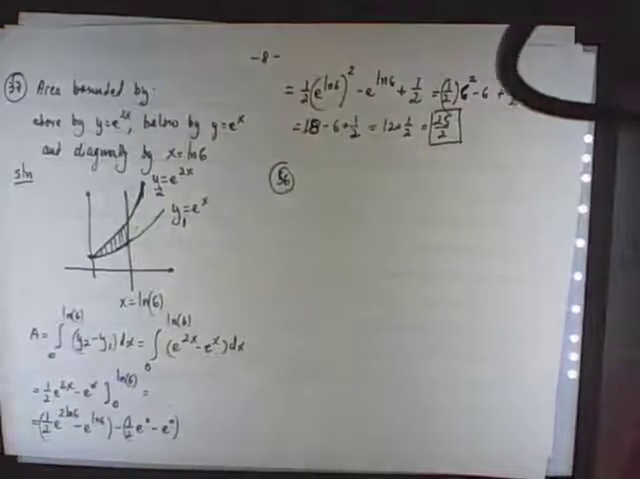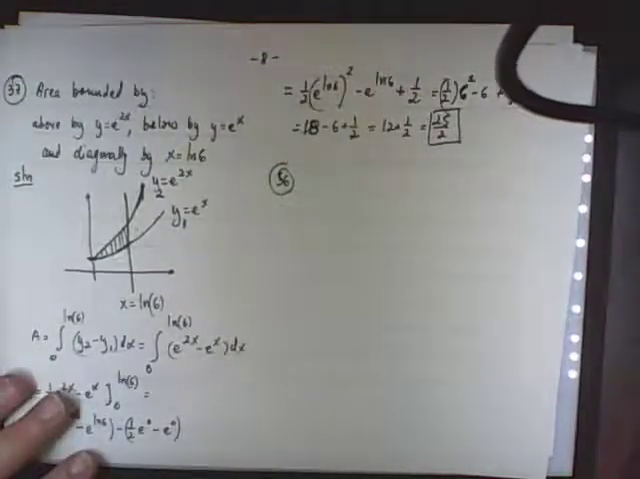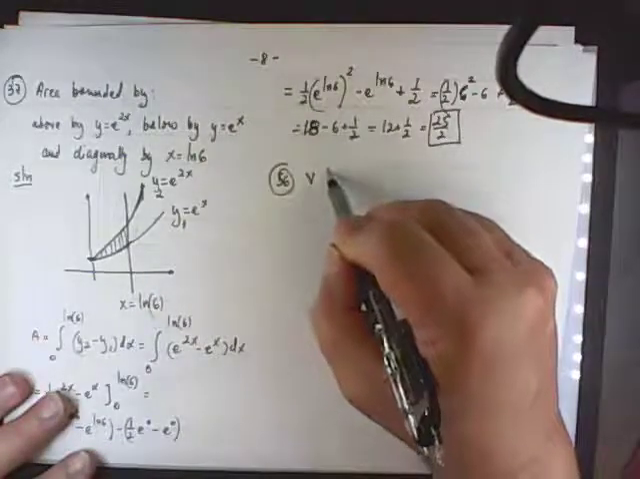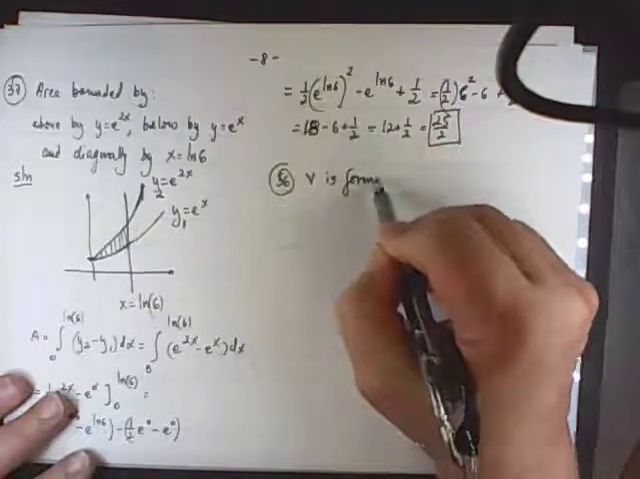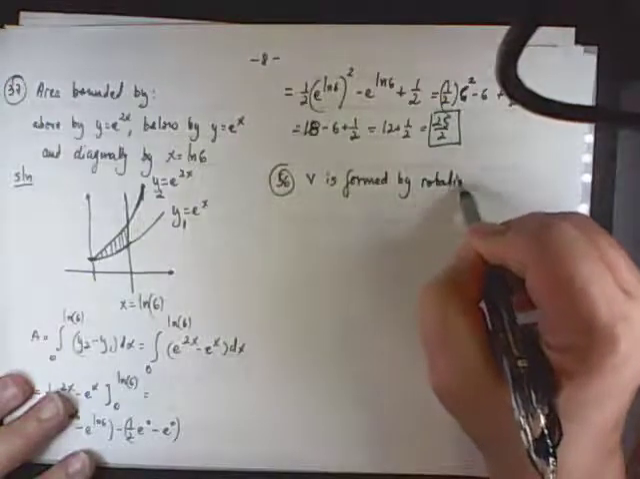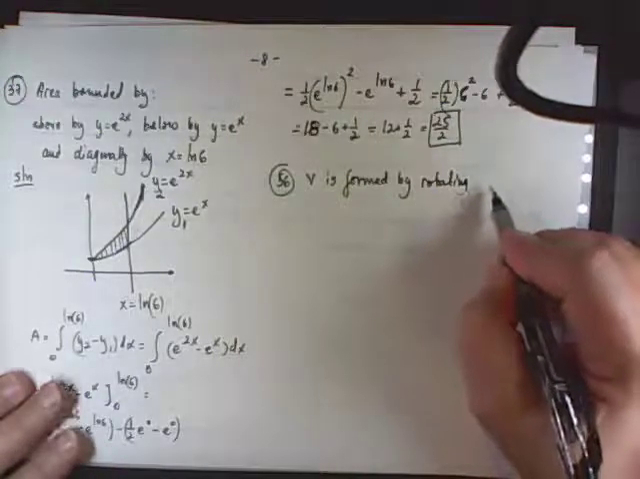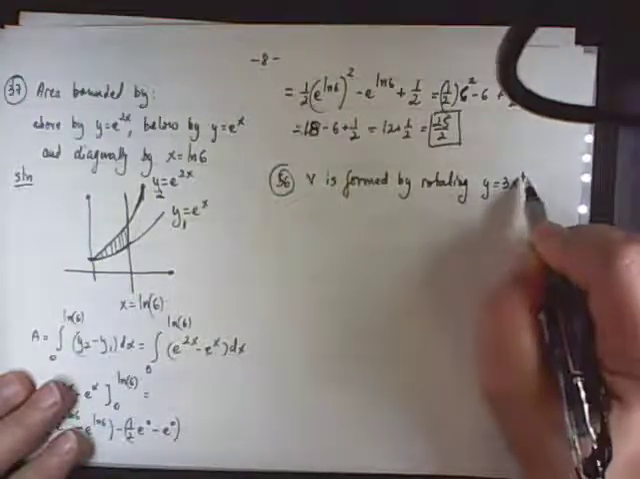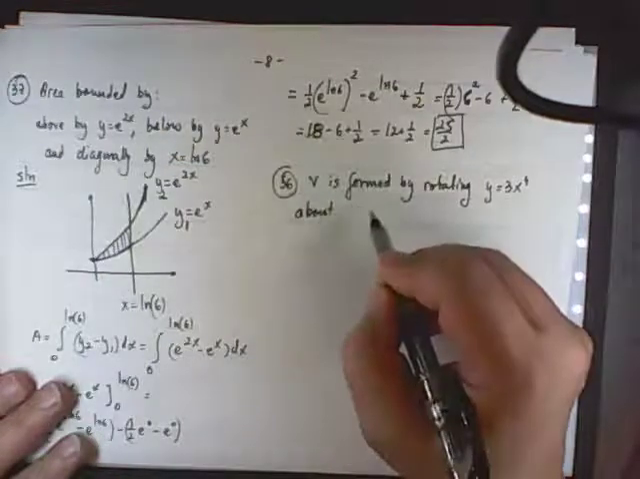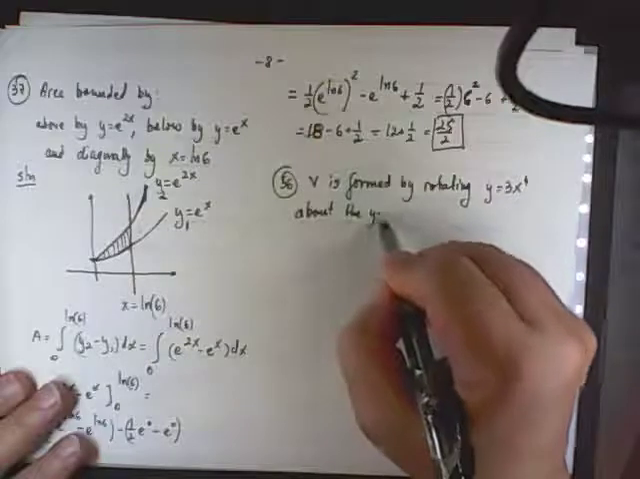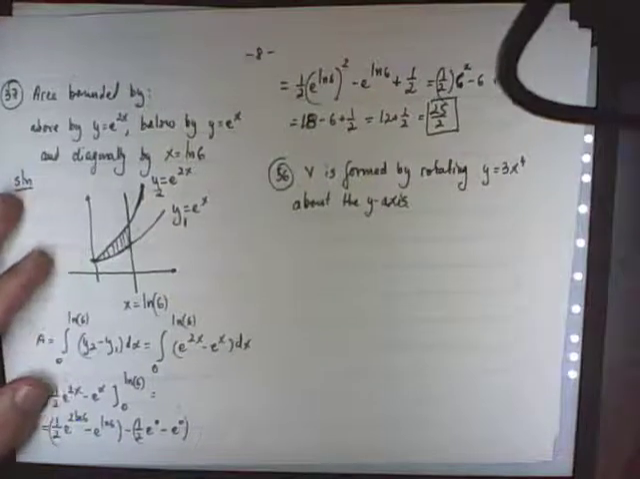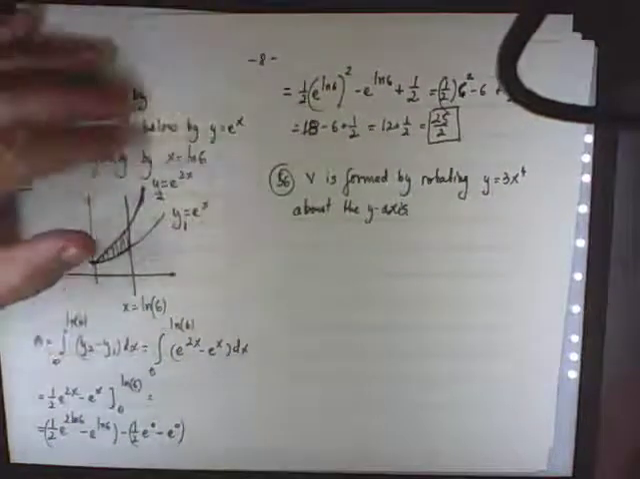Okay, a water tank we have. We have volume V that is formed by rotating y equals 3x to the fourth about the x-axis. Is that the x or the y? About the y-axis. Okay? Water drains from the tank through a small hole, and so on.